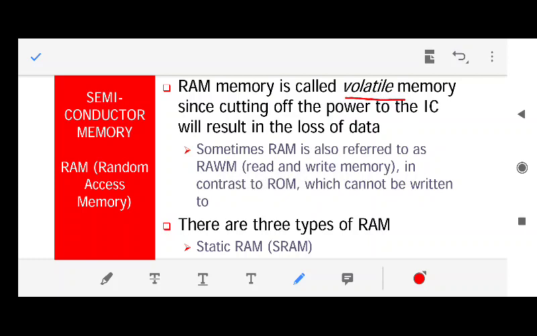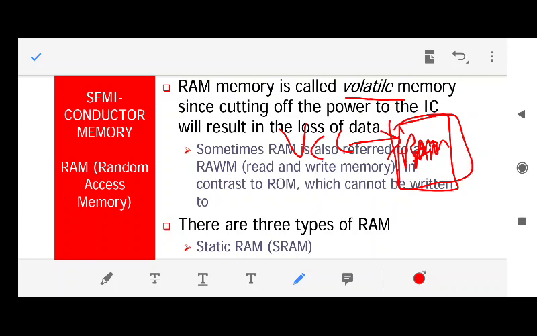That means whenever you are giving power to the memory, power meaning the external voltage like VCC, the memory will retain the data as long as you are giving power. Whatever you have written on it, it will retain. Once you cut off the power, all the data written in the memory will be erased. That will be known as volatile memory.